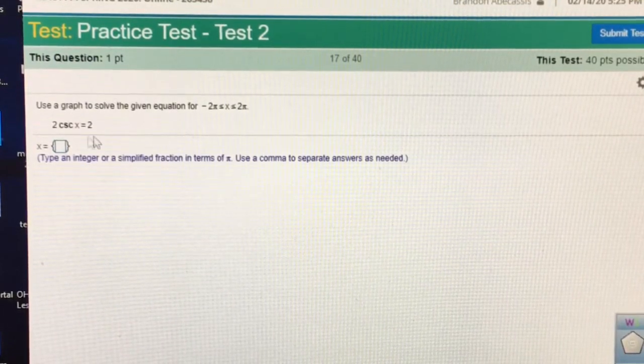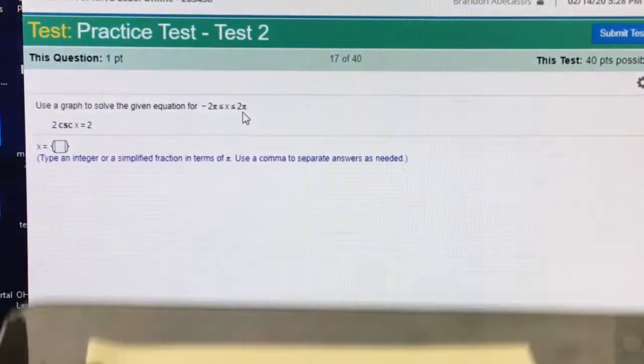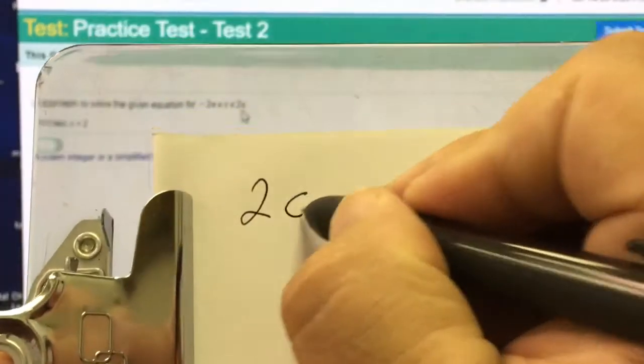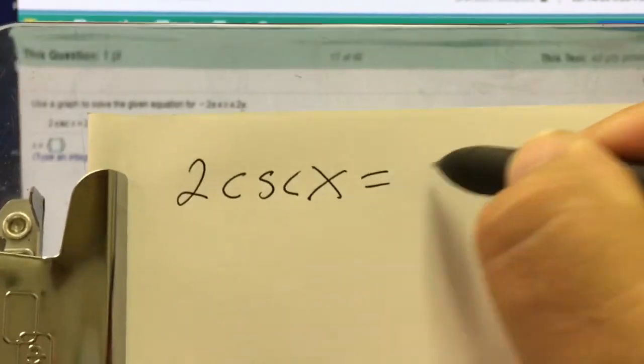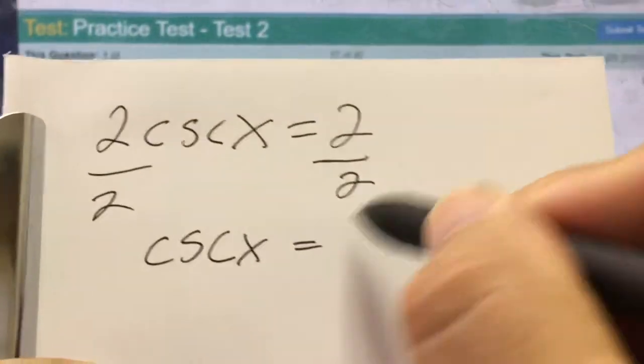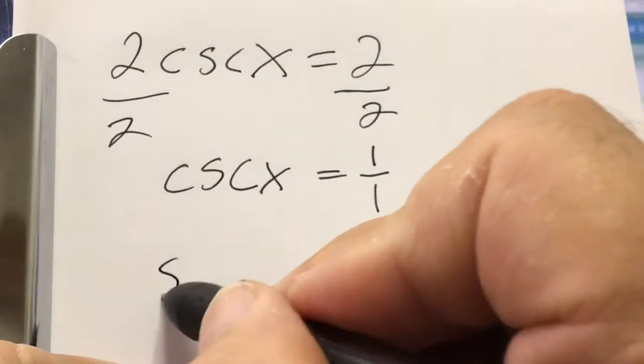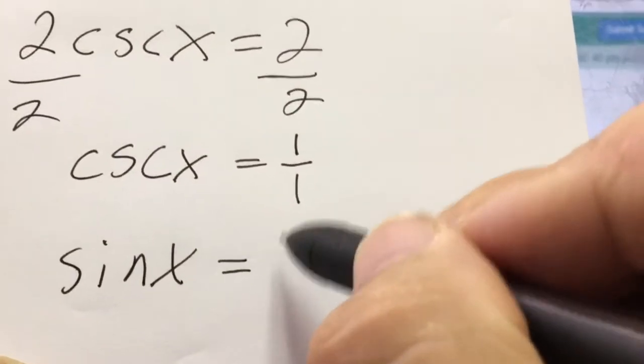They want me to solve the equation between negative 2 pi and positive 2 pi. I'm going to have to use a graph, but I can solve this algebraically. If I have 2 cosecant x equals 2, I'm going to divide both sides by 2, and that would give me cosecant x equals 1. I'm going to write it as a fraction, 1 over 1. That means the reciprocal function of cosecant is sine. So sine x equals 1 over 1, which is 1.